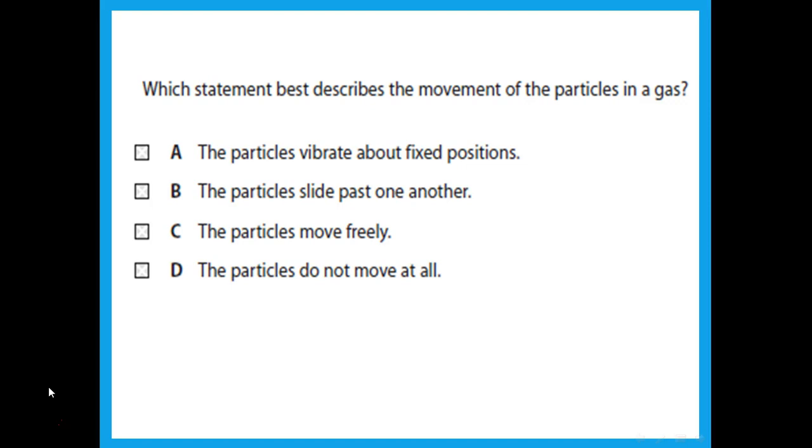So D says the particles do not move at all. Is that correct? Remember we said we cannot say particles do not move at all. Particles are always moving. So in this case, my answer is C. You know that in Edexcel, they put boxes next to the choices and you're supposed to put a cross in the correct box.